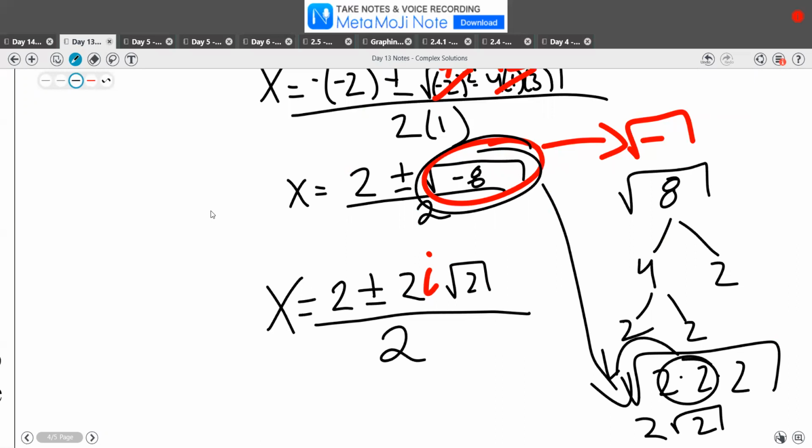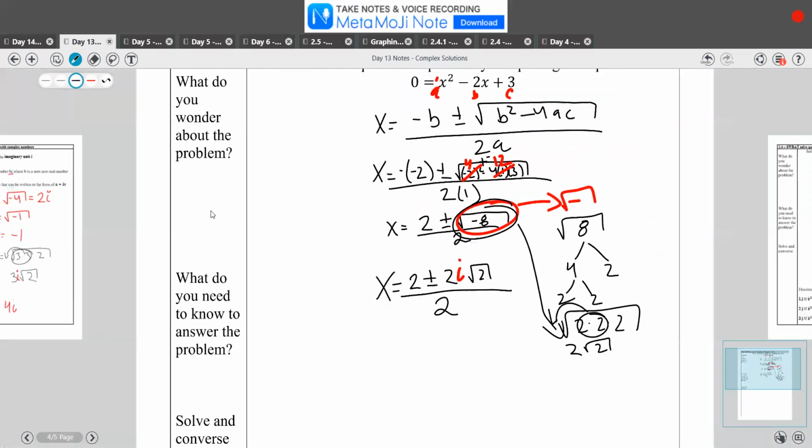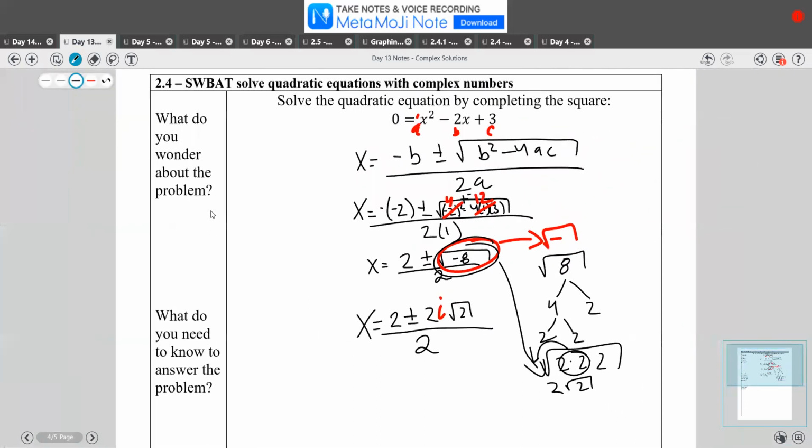Okay. So at some point, you are going to have imaginary or what we call complex solutions. Complex solutions just means that it has imaginary numbers in it, which means that it's not actually physically touching the x-intercepts. It still has x-intercepts. They're just not real.